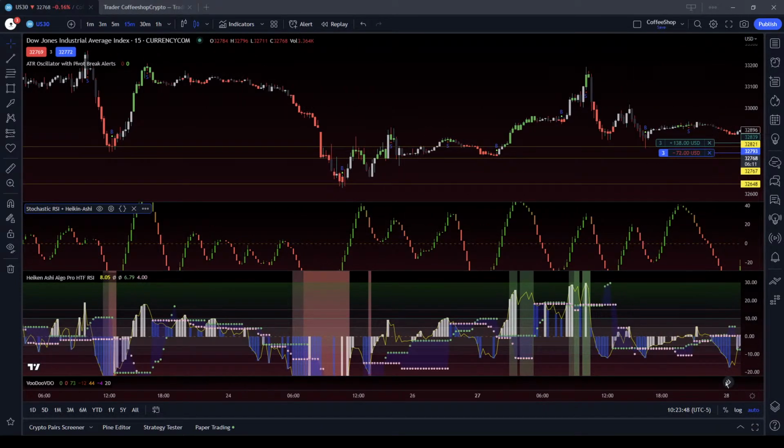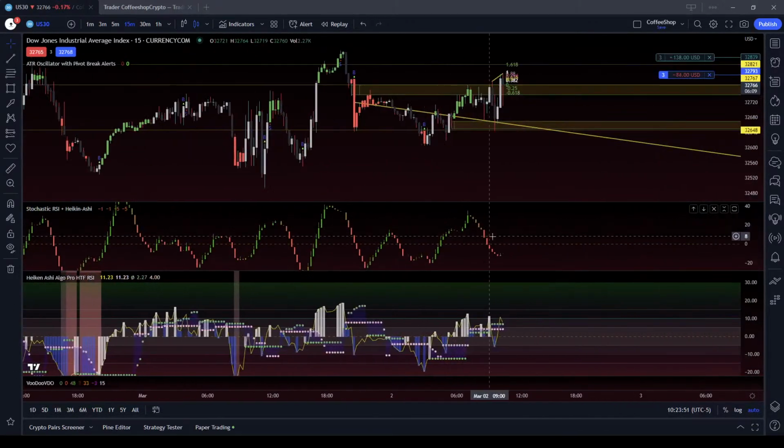So let's pull this up here. I want to see how this closes. We're on a 15 right now. So this is basically a bottom right here, the top of a pullback, and it's just going to leg down again.